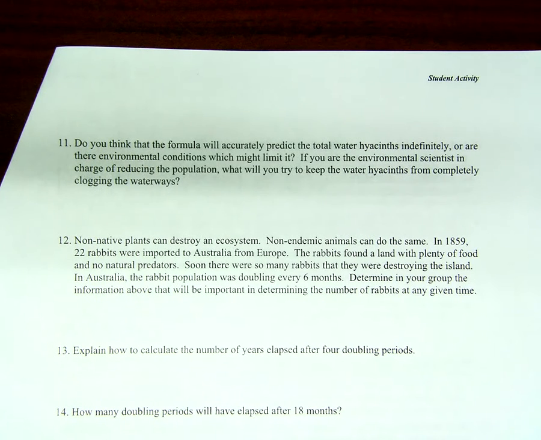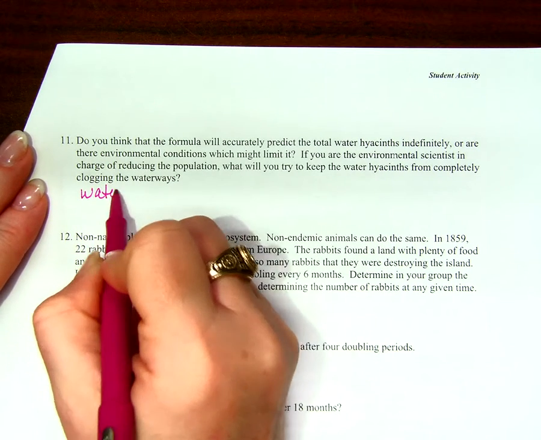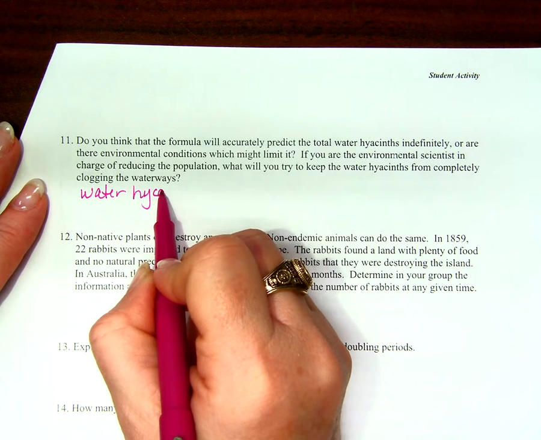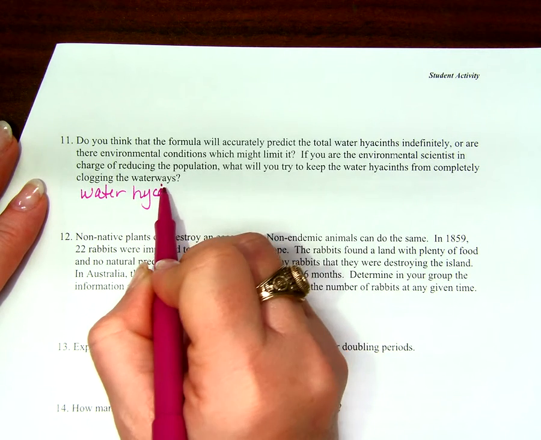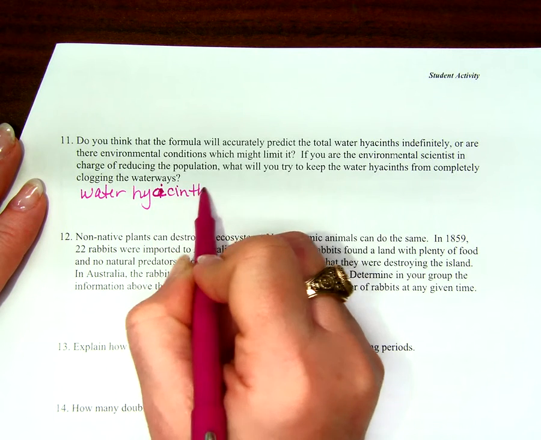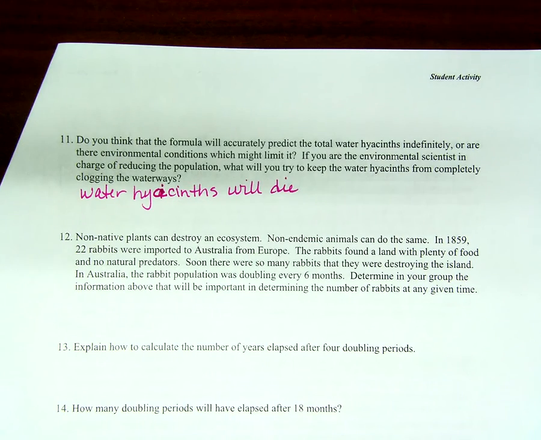Do you think the formula will accurately predict the total water hyacinths indefinitely? Or are there environmental conditions which might limit it? They would definitely die. So the water hyacinths. Whoops. Oh, no, I can't spell hyacinth. They'll die after a certain amount of time.